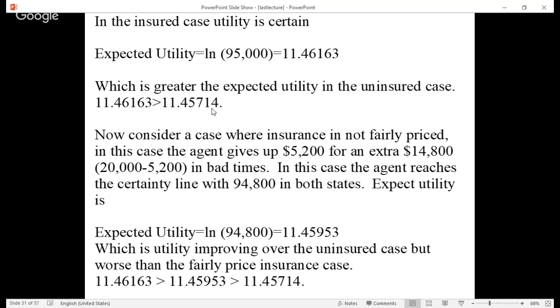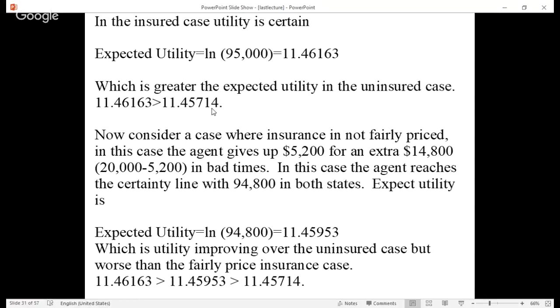So now consider the case where instead of $5,000, I pay $5,200, and what I get in the bad state is $4,800. So in both states, instead of 95,000, I get $94,800, and that $200 is the insurance company's profit.